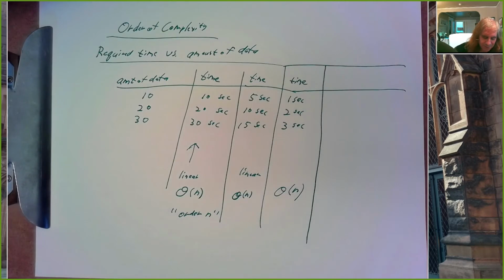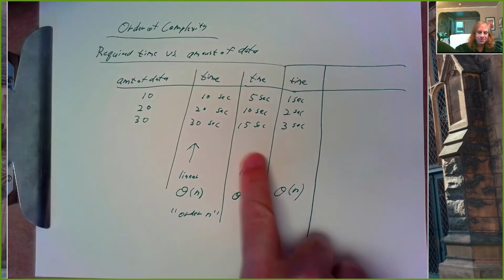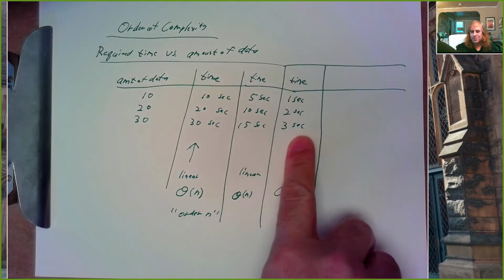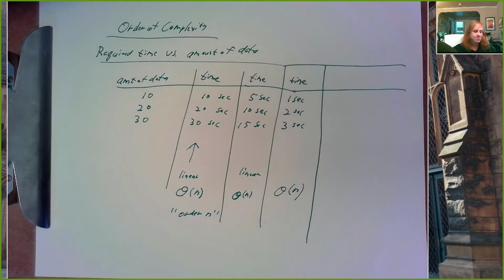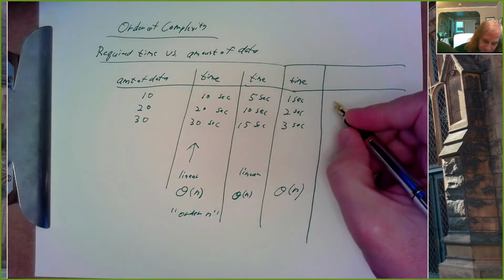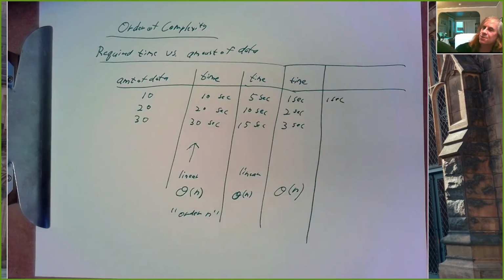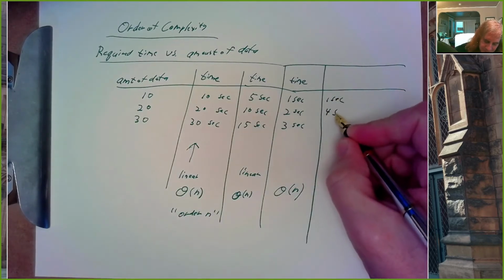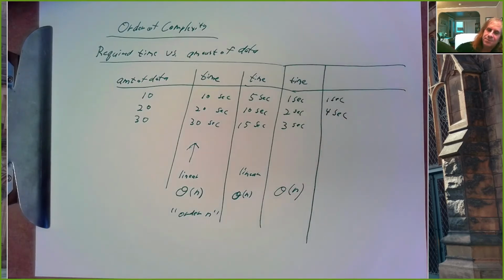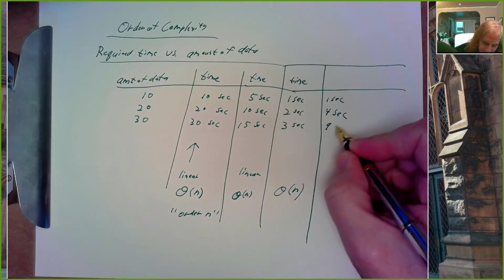All right, so order of complexity is not fooled by running on a faster machine or making linear speed ups to your algorithm. Let me show you a different order of complexity. Suppose I can process 10 pieces of data in 1 second, and suppose processing 20 pieces of data takes me 4 seconds. And suppose processing 30 pieces of data takes me 9 seconds.